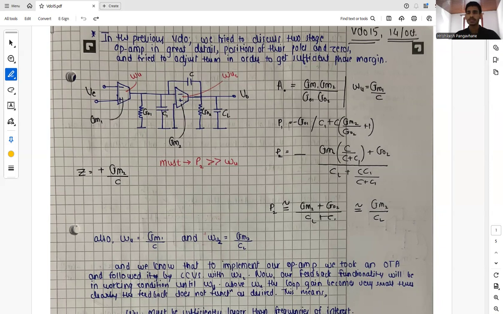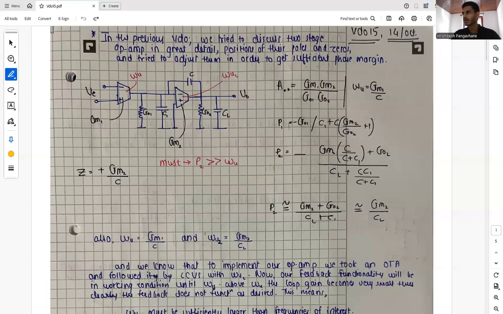So in the previous video, we discussed the two-stage op-amp in great detail, along with the positions of its poles and zeros, and we tried to adjust them in order to get sufficient phase margin. We also looked at stability. So in this video, let's consider the op-amp we discussed earlier, where we have our two-stage op-amp and our transconductor. This is basically the op-amp we are using right now.